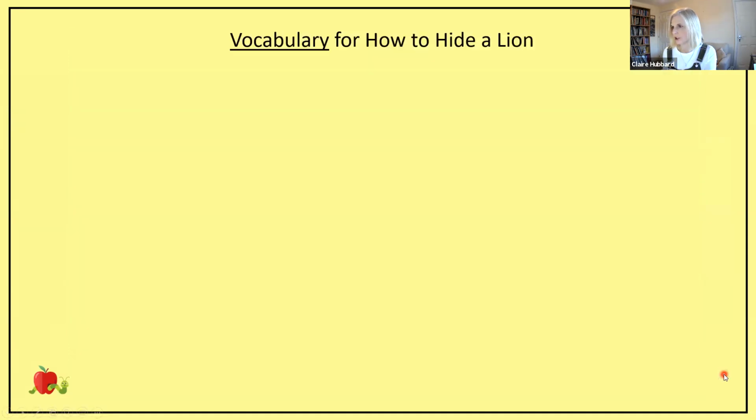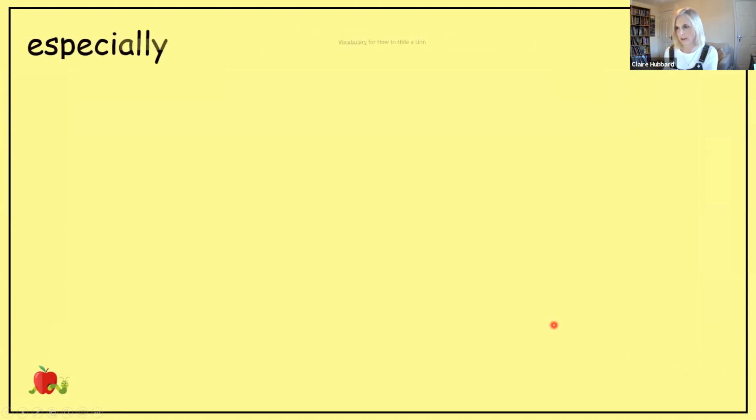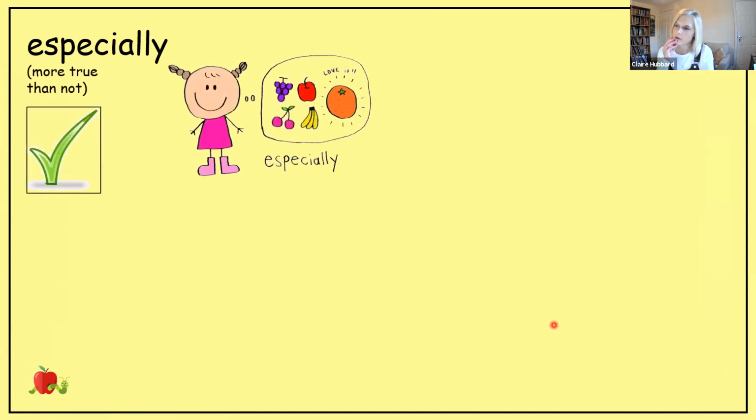I would just show them these in lesson 2, which is the vocabulary for how to hide a lion. So this is lesson 2, if you like, still in week 1. This is what I'd normally do within an hour. I'd talk about the word, the definition, give them some pictures. For especially, for example, this little girl, she loves fruit, but she especially loves oranges. What do you especially love? Out of those, which ones do you especially love? And if you don't like fruit, think of something else that you really especially love. It's more true for that than the others.